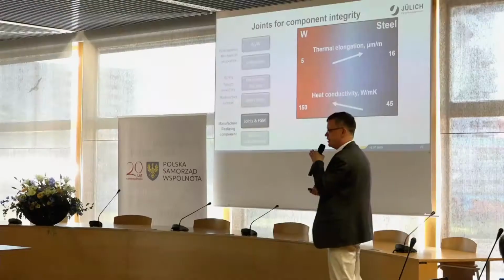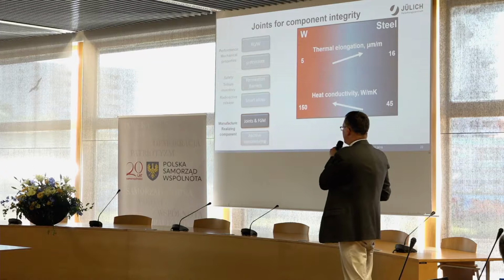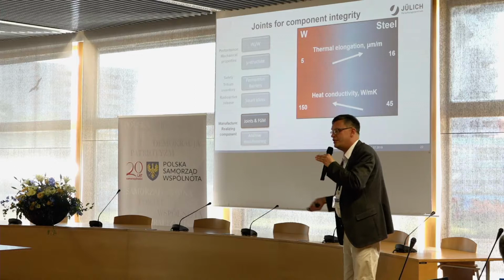If we look at tungsten as a reference material and structural components, we can see how different they are. The thermal elongation of the steel is three times larger than that of tungsten. On the opposite, the heat conductivity is three times better for tungsten. I can continue this graph till the floor. They will all be different by a factor of two or three in all various directions. So we cannot simply put these materials together and think that everything will work. We need to have smoothing joining interfaces.